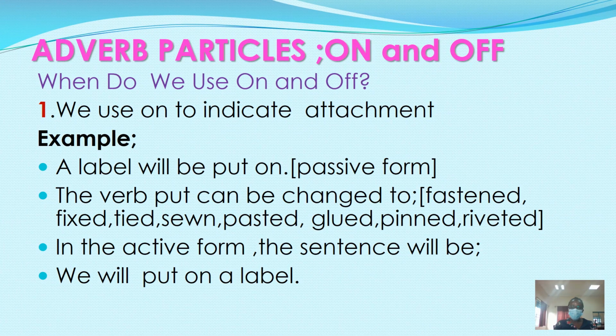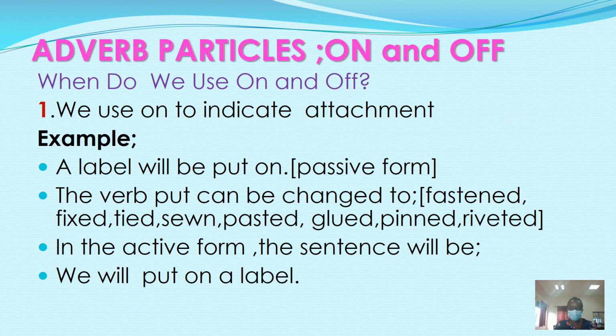Adverb particles on and off. When do we use on and off as adverb particles? We use on to indicate attachment. For example, a label will be put on.